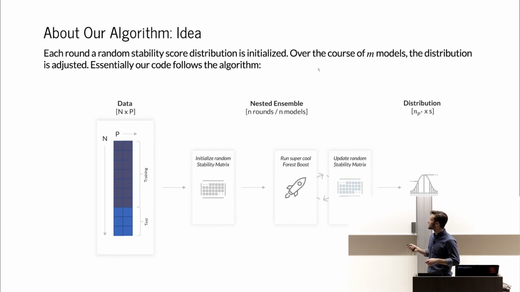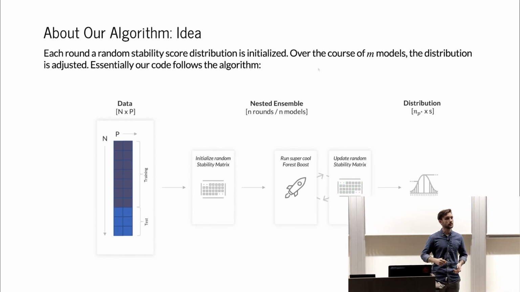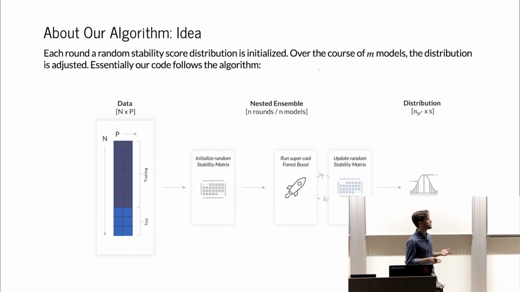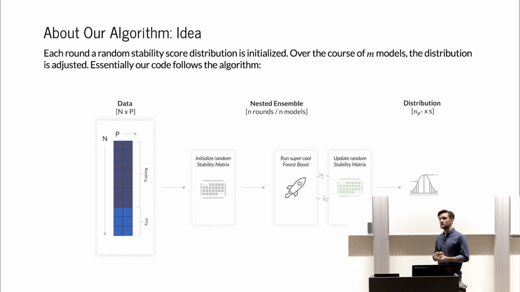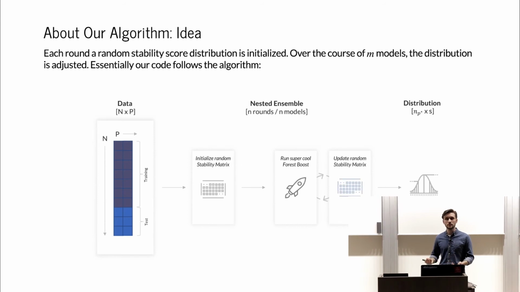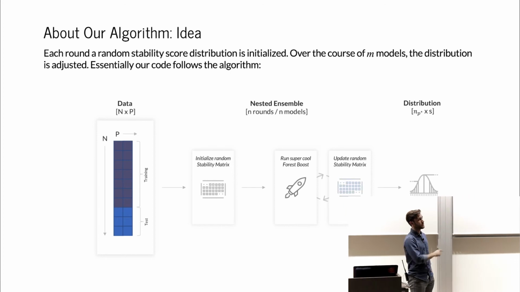nothing else but the data. And then we do the following. We build an ensemble of n rounds. So for n rounds, we do exactly the same thing. And I'm going to describe to you now what we're going to do in each of these n rounds. In each of these n rounds, we're going to initialize a completely random stability matrix. This stability matrix gives us nothing else but the relevance distribution for each feature, right? So we're looking at the features and we're saying, oh, this feature might be relevant, or this feature might not be so relevant. But actually, it's totally random, so we just initialize it.